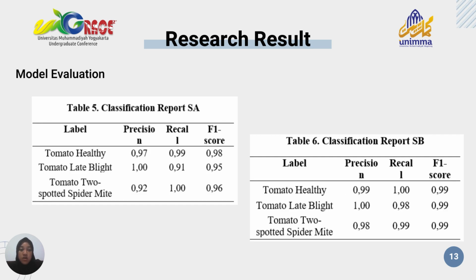And the next is model evaluation. Model evaluation with precision, recall, and F1 score metrics can be seen in Table 5 and Table 6. Both tables show that the precision, recall, and F1 score values for healthy tomato, late blight tomato, and two-spotted spider mite tomato labels are close to 1.